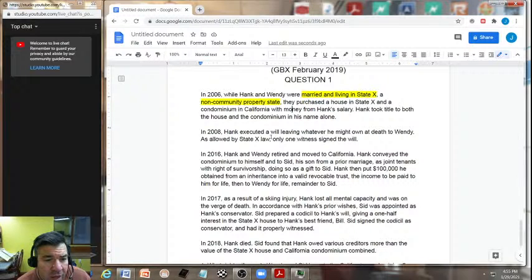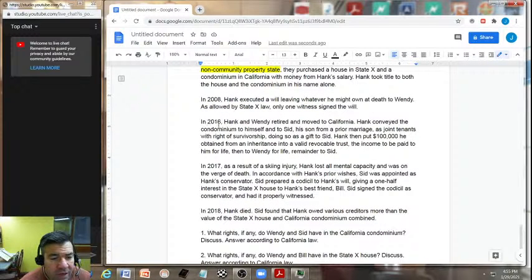In 2008, Hank executed a will leaving whatever he might own at death to Wendy. As allowed by state X law, only one witness signed the will. In 2016, Hank and Wendy retired and moved to California. Hank conveyed the condominium to himself and to Sid, his son from a prior marriage, as joint tenants with right of survivorship, doing so as a gift to Sid. Hank then put $100,000 he obtained from an inheritance into a valid revocable trust. Make sure to point out that this is an inheritance.